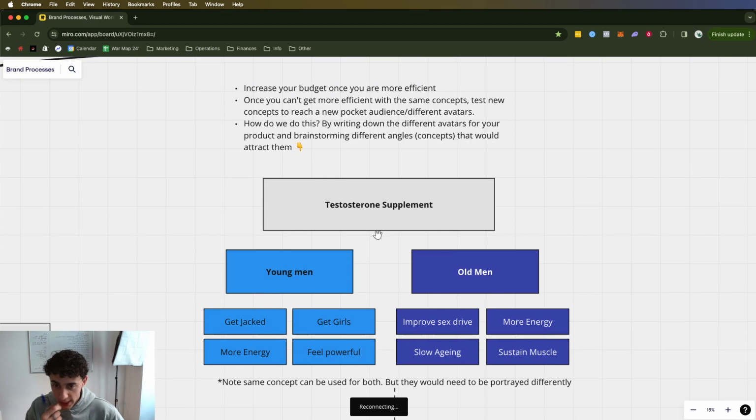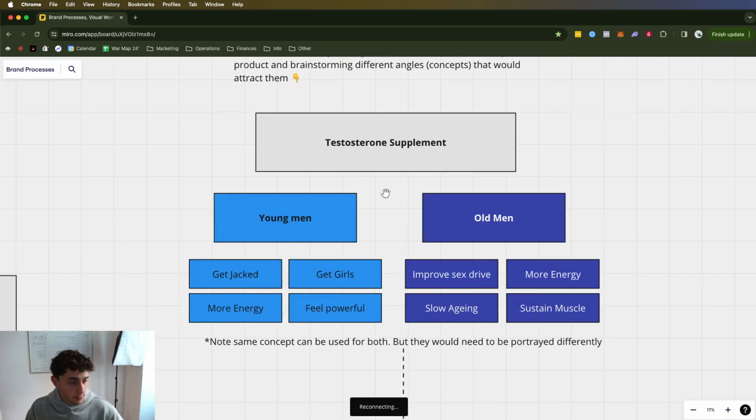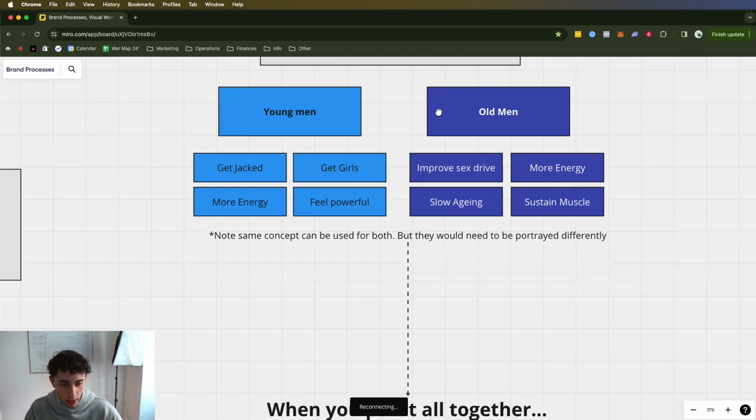So it's important to understand that, because lots of people will test, for example, more energy for an old men product, in this case for a testosterone supplement, but then they'll show a young guy in it. It doesn't make sense. It needs to be congruent, and you need to portray it properly, okay?